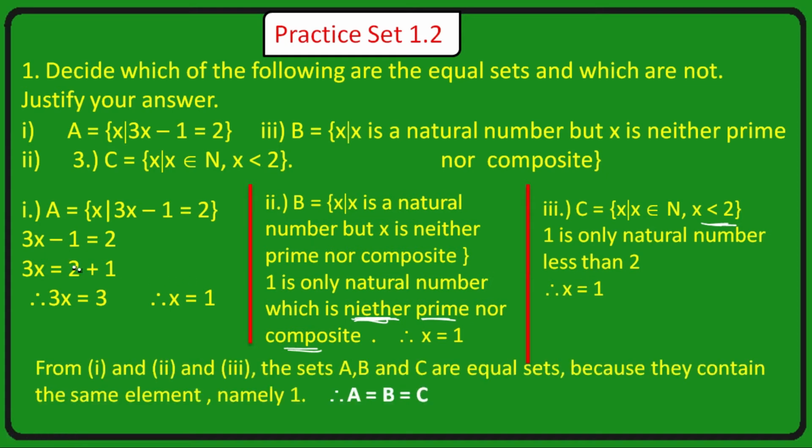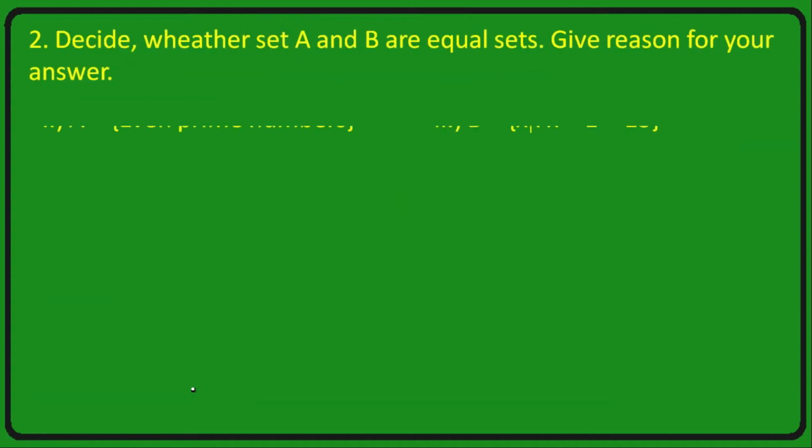So from 1, 2 and 3 we can say that in the sets A, B, C there are equal elements, because they contain only one element and that is 1. Hence set A is equal to set B is equal to set C. So in this way we solved the first example. So let us move to the second example.